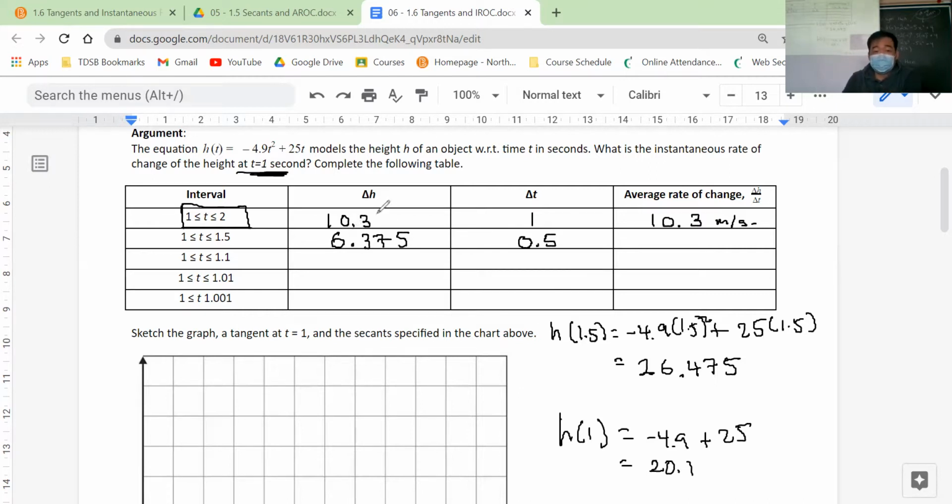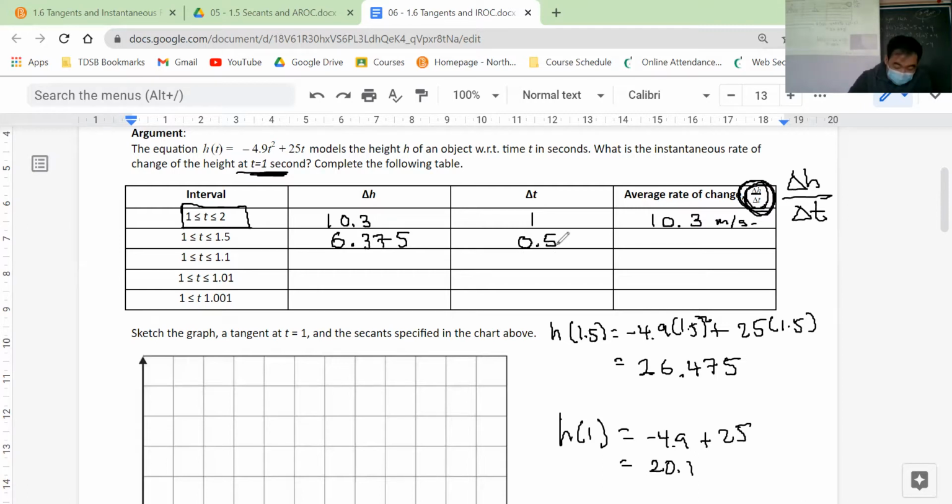Exactly. So remember, slope is delta y divided by delta x. In other words, delta h, difference in height, divided by difference in time. That's the formula right here. So if I divide 6.375 by 0.5, that's essentially double.